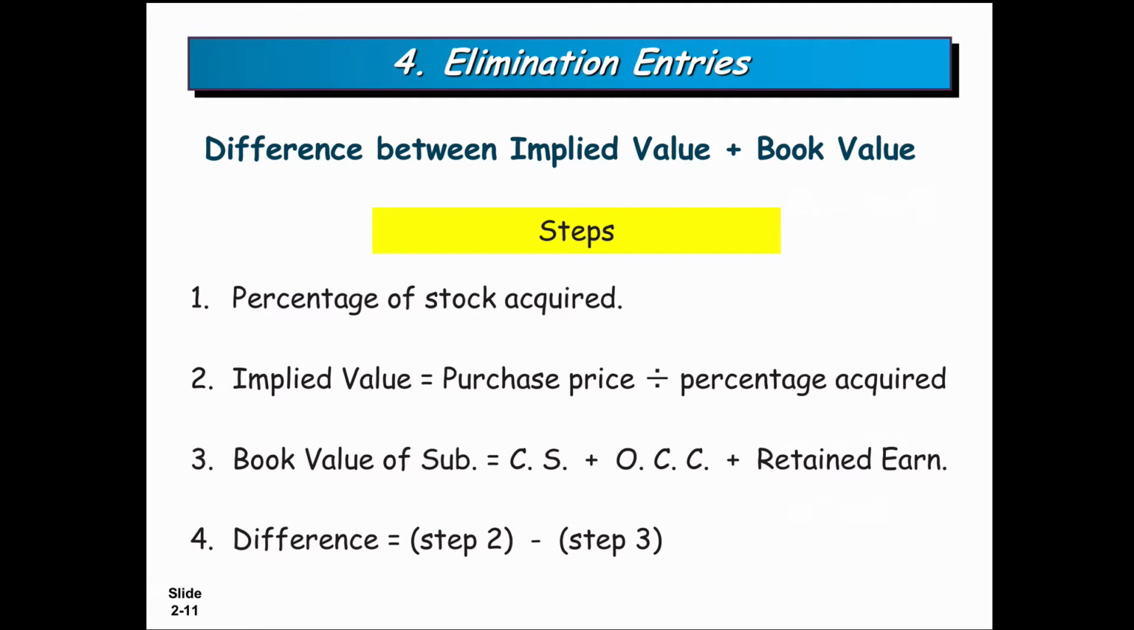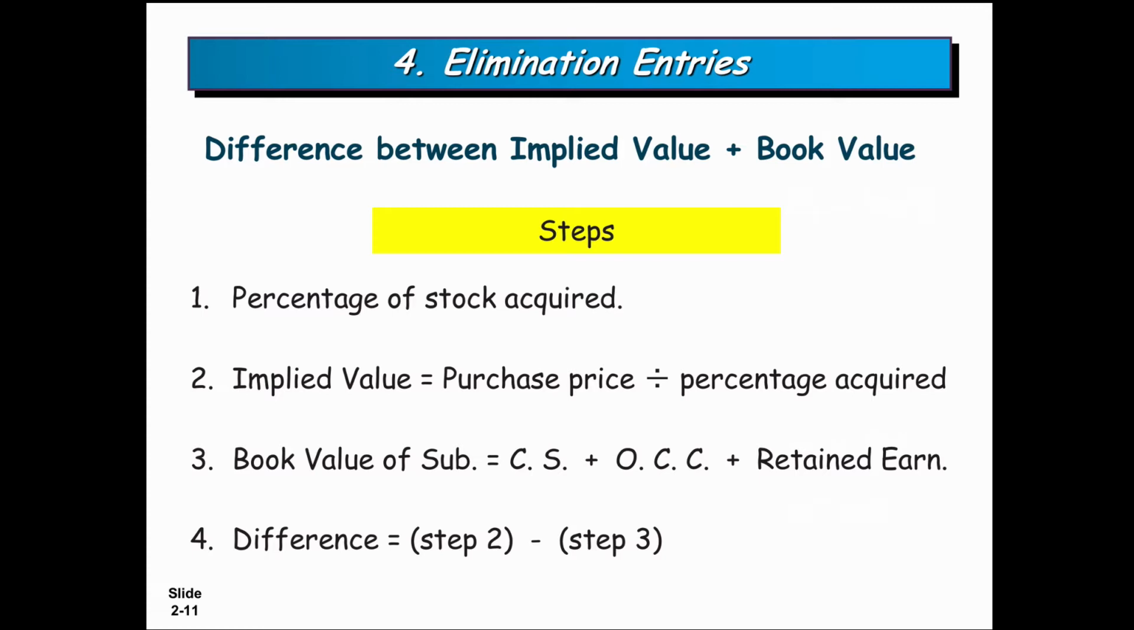And then we make four different steps to see whether we will get the gain or goodwill. So first of all, we see the percentage of the stock acquired by the parent company, either 100% or less than 100. Then we get something we call the implied value, by dividing the purchase price that has been paid by the parent by the percentage acquired. The percentage acquired, we get from step 1, which will be given in the exam.